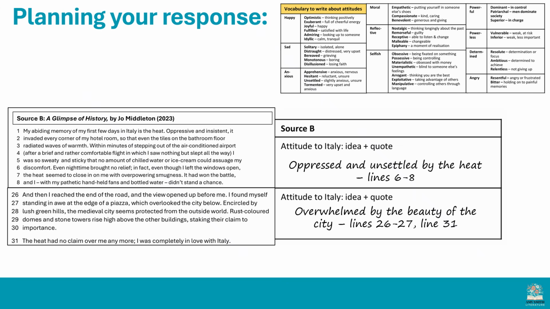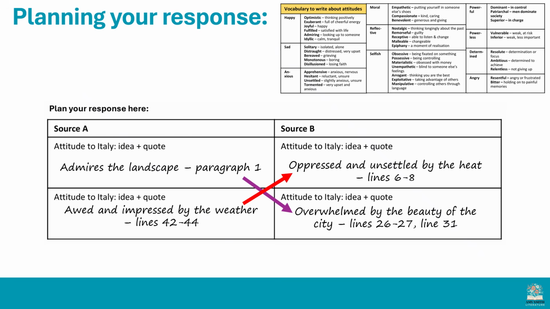Okay, so your ideas might be slightly different to mine, but I've said that Middleton is oppressed and unsettled by the heat. That's lines 6 to 8. But then by the end of the source, she's overwhelmed by the beauty of the city, and that's lines 26, 27, and 31. So I've got my plan.